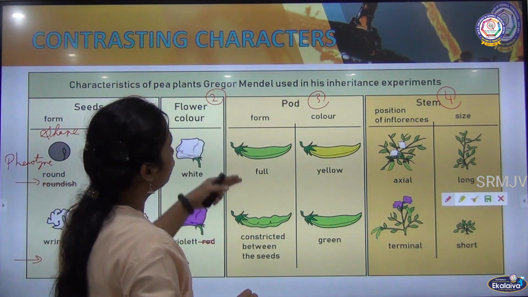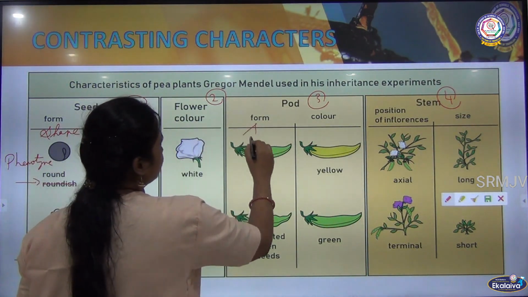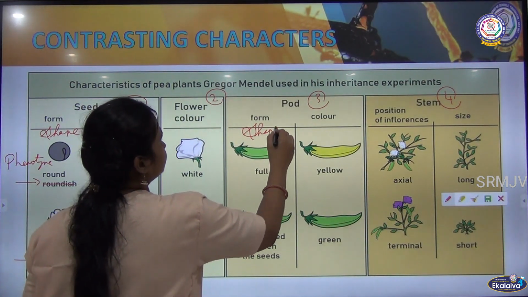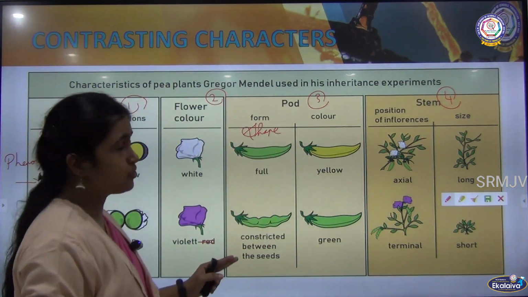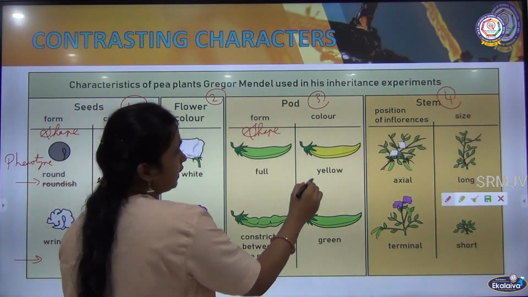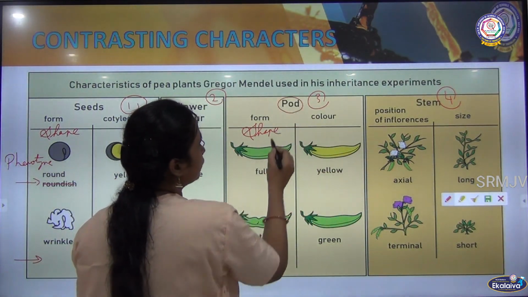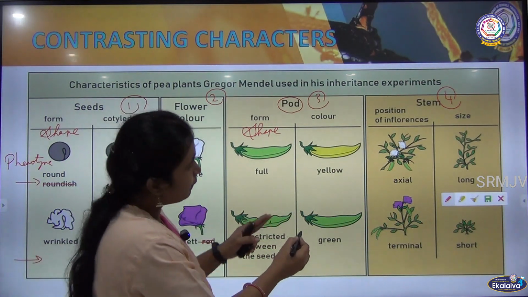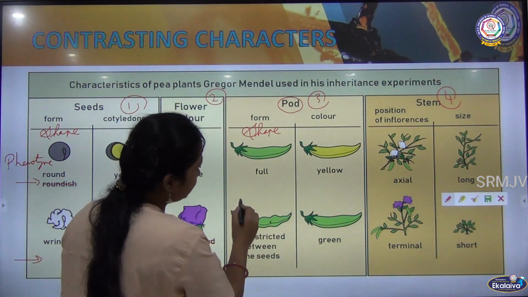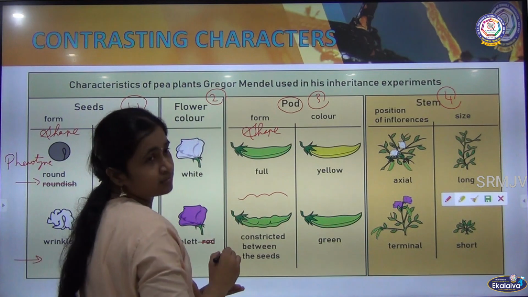Then the pod form, again the form is nothing but shape. It is full or constricted, and the color, yellow color or green color. This is the color of the pod. You can see the pod shape as well as the color. Constricted, you can see how it got constricted like this.